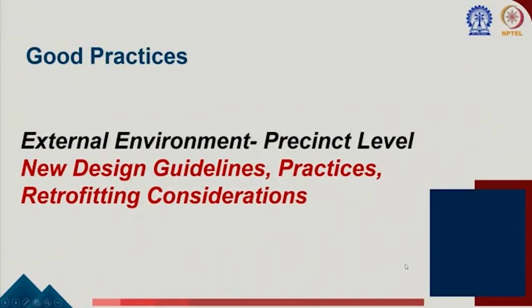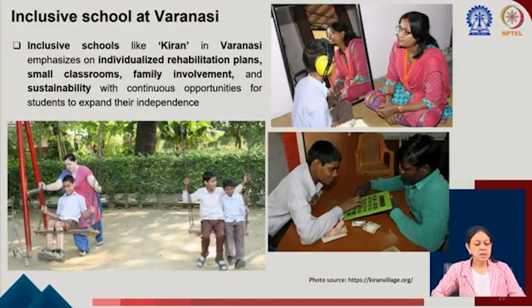Now let us see some good practices. What we discussed so far were item-specific examples. Now let us see good practices for the external environment as well as the internal environment, at the building level as well as the precinct level. So this is an inclusive school at Varanasi, which has emphasized various rehabilitation plans, small classrooms, family involvement, because inclusion is beyond physical.